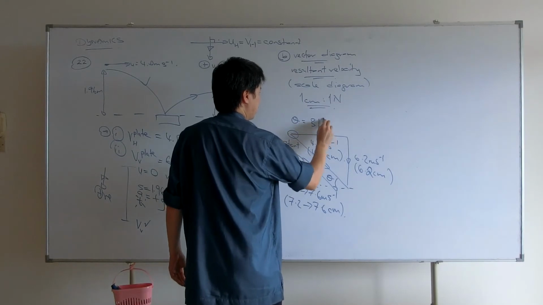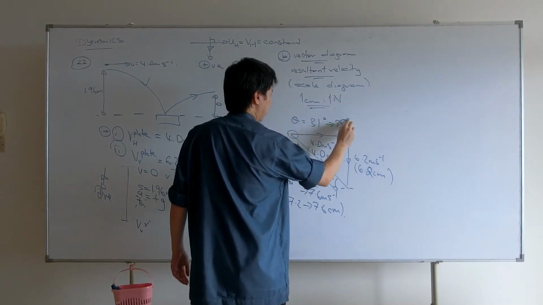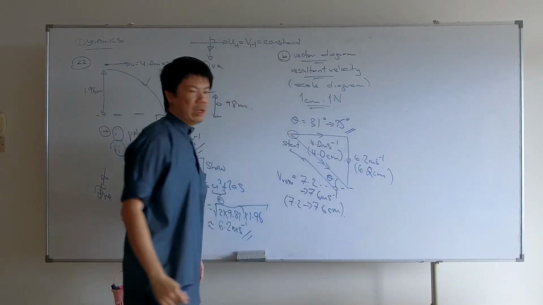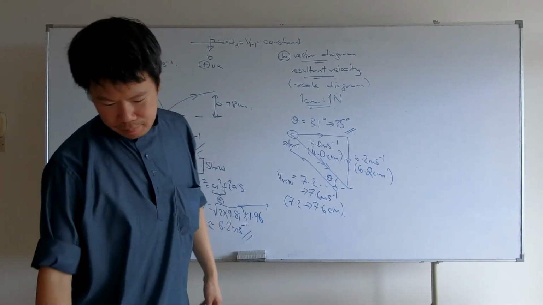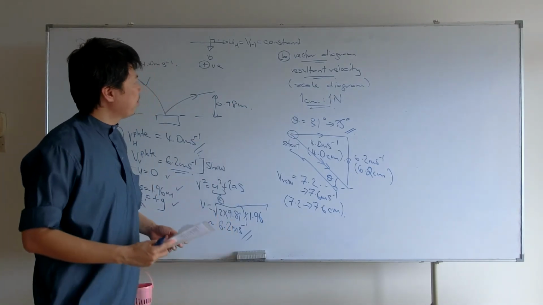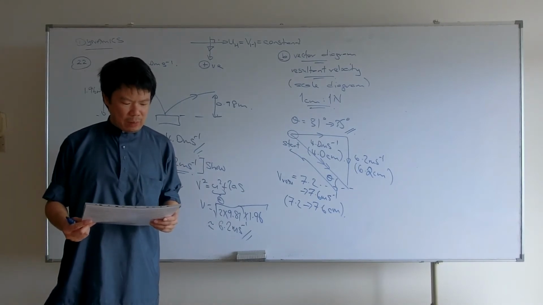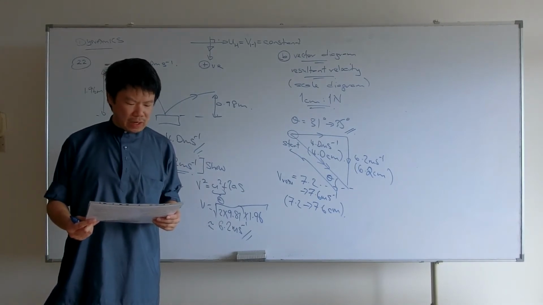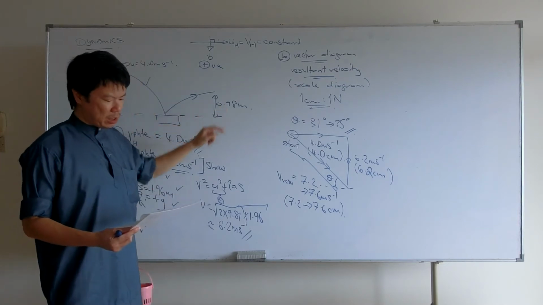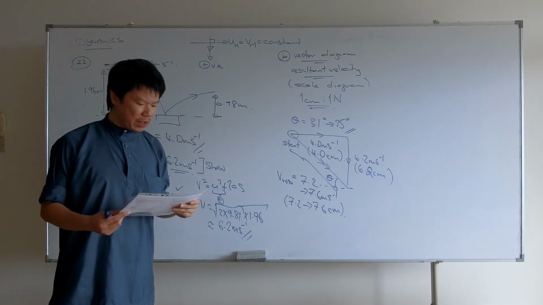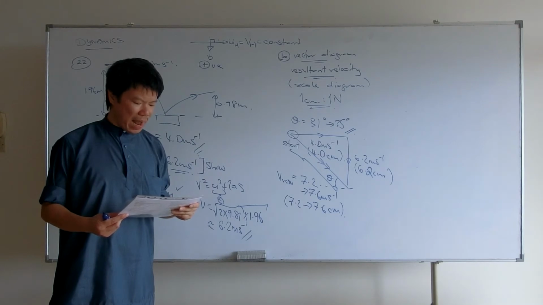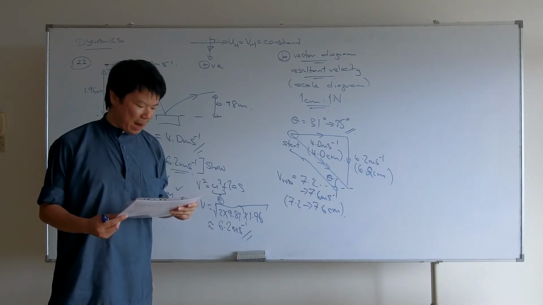Theta is 31 degrees to 35 degrees. Now, this is a long question, so let's check out the next part. C. After bouncing on the plate, the ball rises to a vertical height of 0.98 meters. Okay, it's shown here. C1. Calculate the vertical component of the velocity of the ball as it leaves the plate.